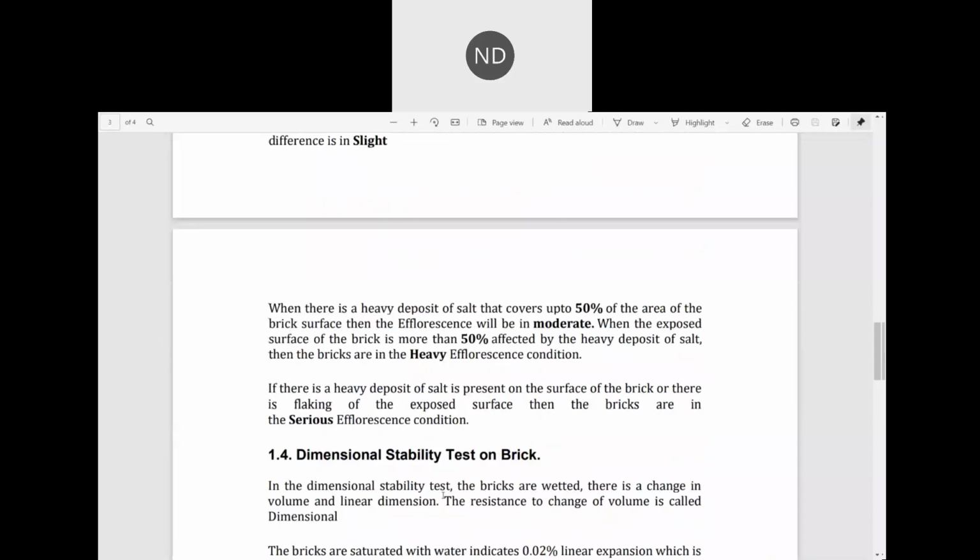But, Ma'am, hello, hello. How does the efflorescence affect the quality of the bricks? Because if more salt is there, hello. Yes, I'm here.